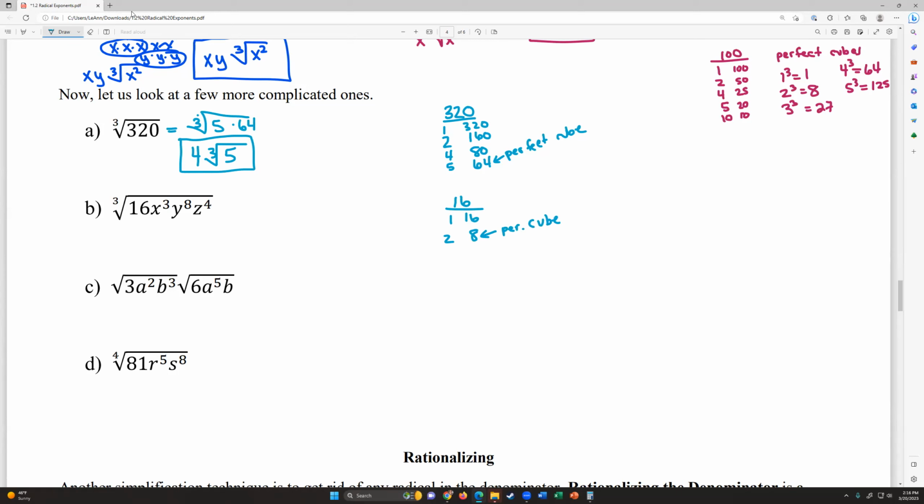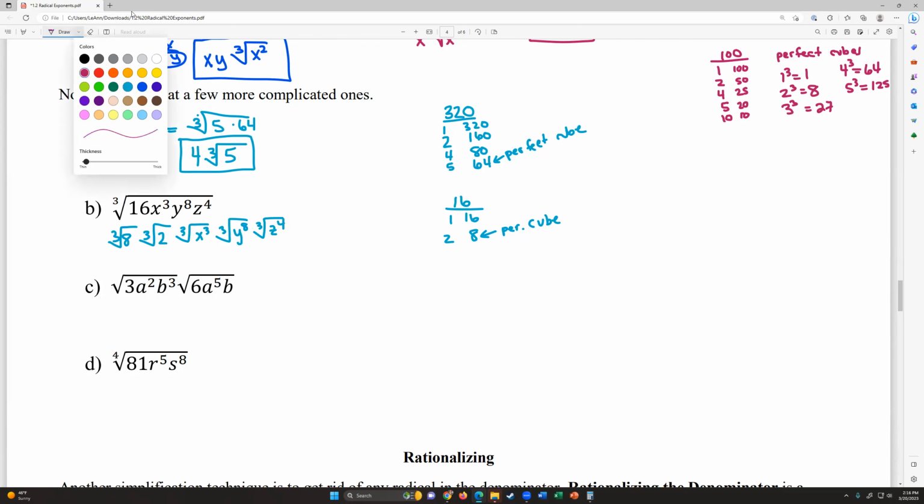So we're going to break that down into the cubed root of 8 and the cubed root of 2, because that multiplies to 16. I also like to break down my variables. I have a cubed root of x cubed, cubed root of y to the 8th, cubed root of z to the 4th. So I'm going to work out each of these individually. Can't do anything with cubed root of 2, but cubed root of 8 is a 2. So I have a 2 on the cubed root of 2.